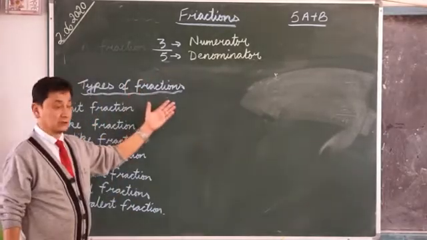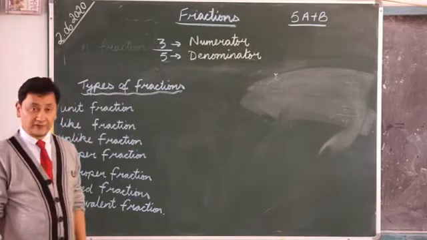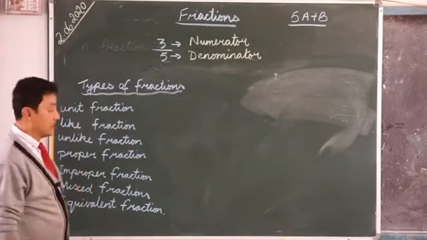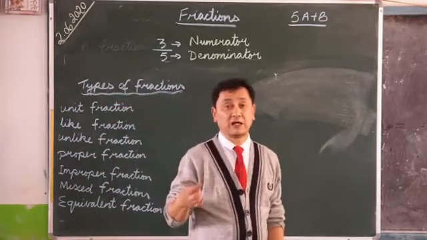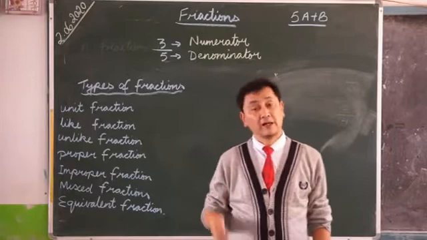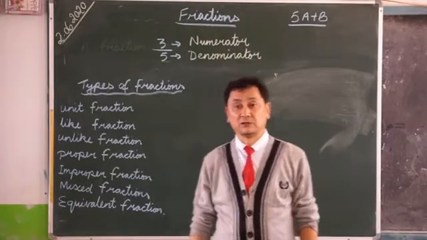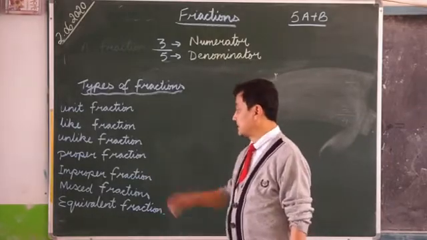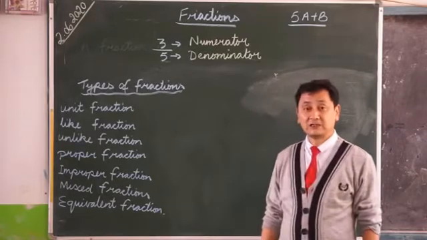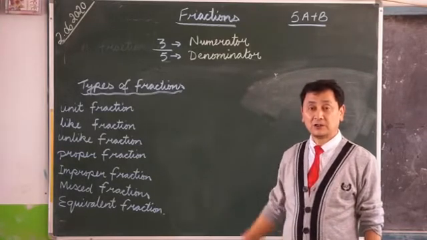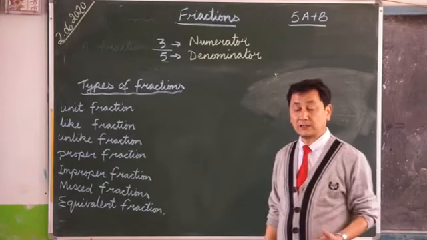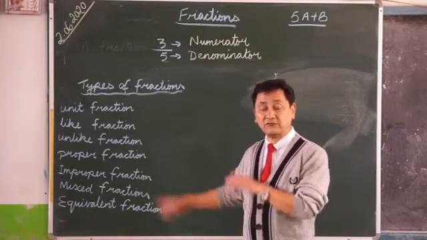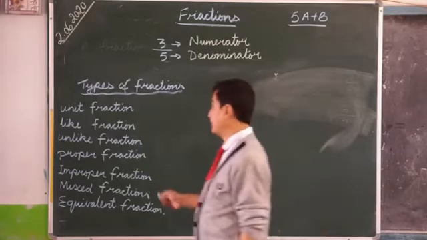And there are different types of fractions. One, we have unit fraction. Next, we have like fraction. Then we have unlike fraction. Then we have proper fraction, improper fraction. Then we have mixed number and equivalent fraction. So let me explain what these are, and you will automatically come to know and differentiate the different types of fraction.